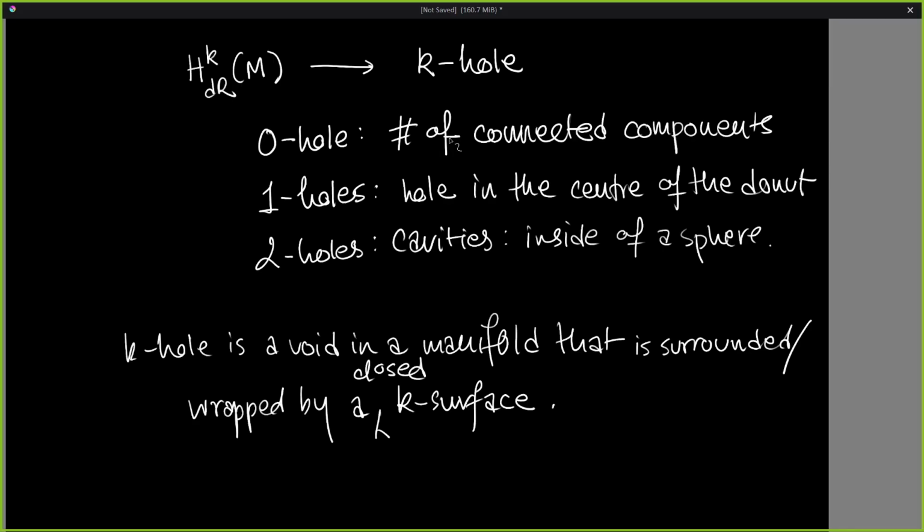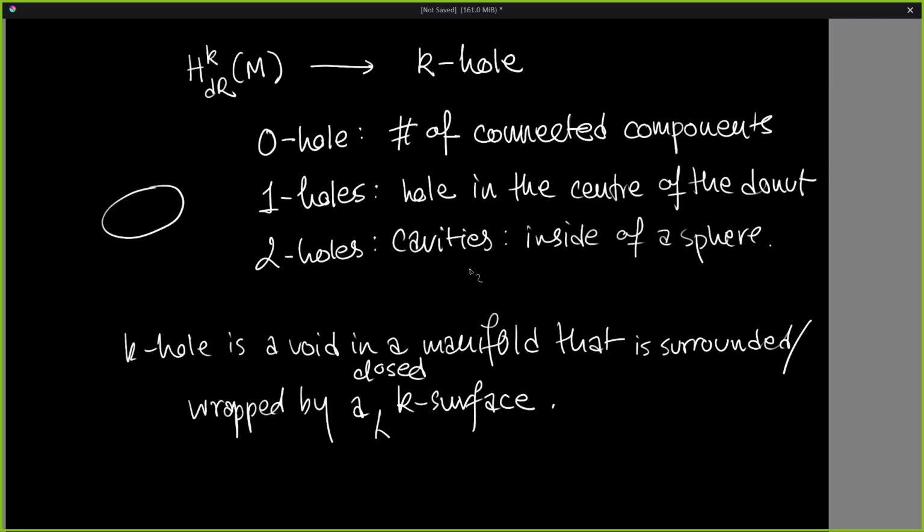So the hole in the center of the donut is a one hole because it's wrapped by a circle. You can wrap the cross section of the hole using a circle, and the cavity at the center of a sphere is wrapped by the surface of the sphere, which is a two-dimensional surface. So that's a 2D hole. And there are higher dimensional holes. They're wrapped by higher dimensional surfaces, but we don't have enough dimensions to think about what those kinds of holes look like. We can't even visualize a 3 hole because it would require a 4-dimensional space in order to properly visualize.